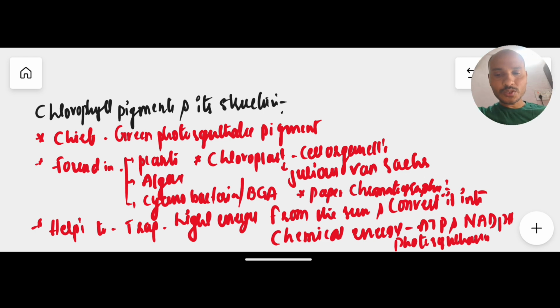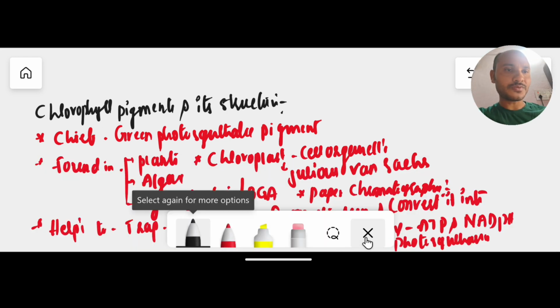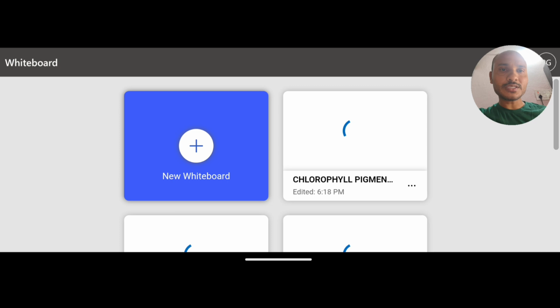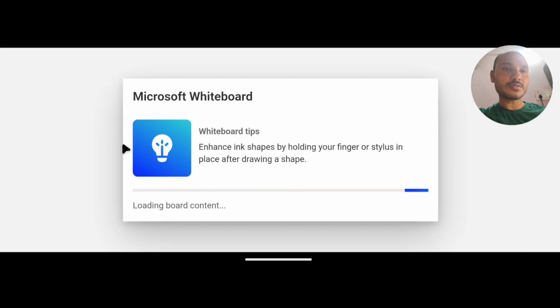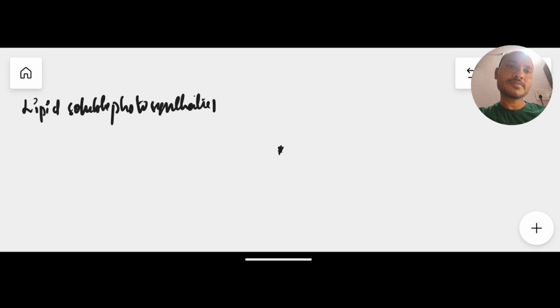Now, coming to one more important concept: chlorophyll pigment is a lipid soluble photosynthetic pigment. It is a lipid soluble photosynthetic pigment, or simply a water insoluble pigment.